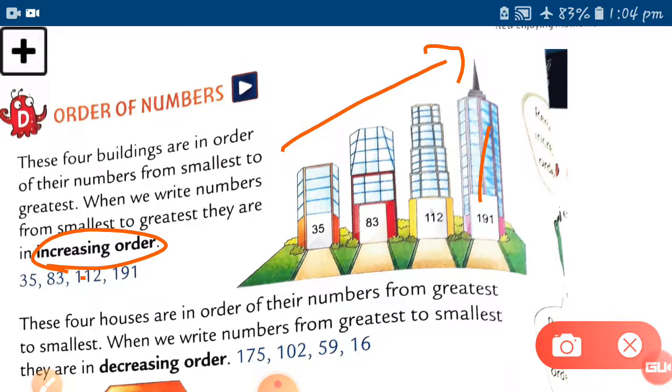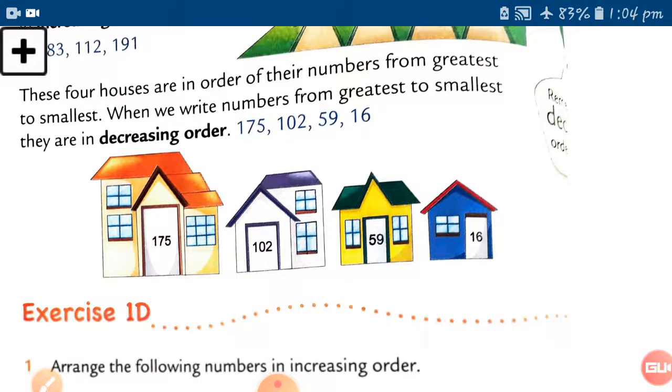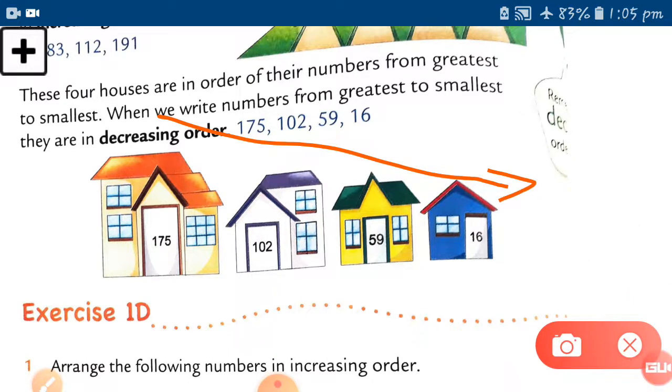Let's go further. Now this house also we saw yesterday. Here are 4 houses, and you can see the arrow goes down. So which order is this? Yes, this is decreasing order. This is a very easy thing, and as we explained above, this is a decreasing number order.